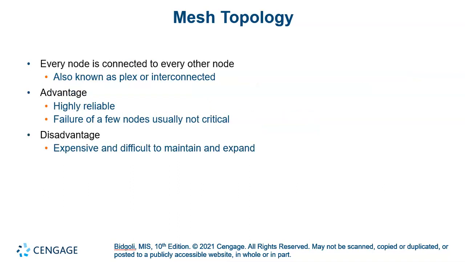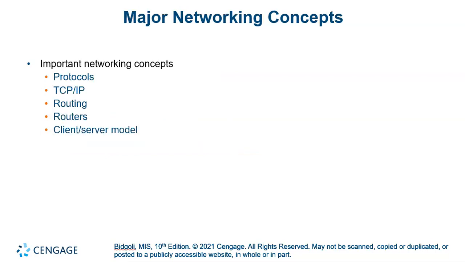Mesh: every unit is connected to every other unit. You'll sometimes hear this as plex, multiplex, or interconnected. Very, very highly reliable. You can have a couple units go offline, and it won't affect operation at all. And obviously, the larger your network is, the more units can go offline without any disruption of the connection. This is very expensive and difficult to maintain, but if you want a very reliable network and you have the means, which most large companies do, mesh is probably your way to go.